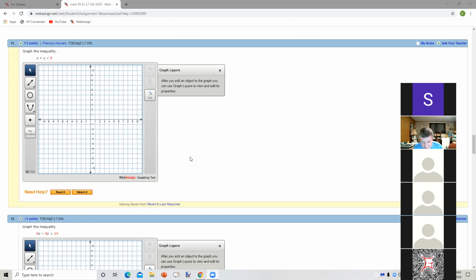Are you okay with that? Yes. All right, now watch closely because it's kind of tricky. You have to get used to it. So what we're going to do, we're going to graph a line. Ultimately, it needs to be a dotted line. Can you see my cursor, mouse moving around?